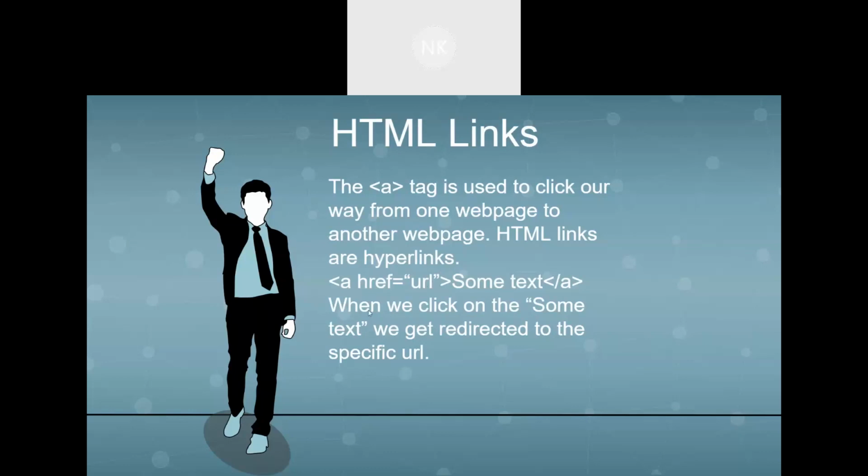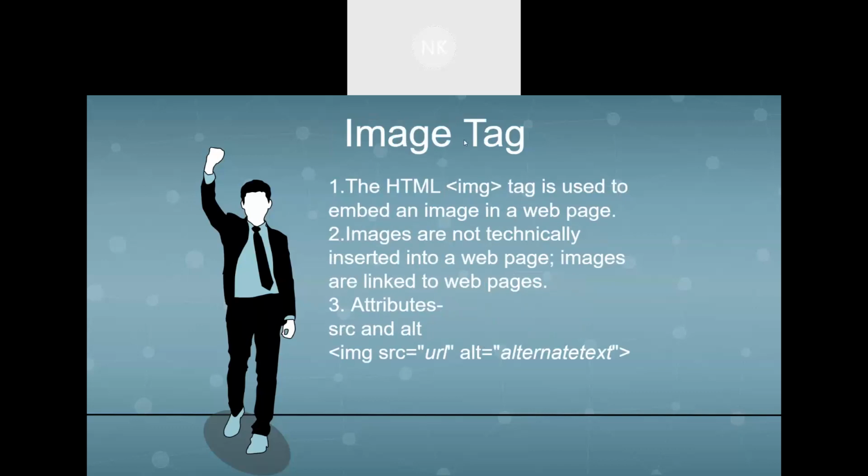And the basic syntax is A, which is the tag, and the href attribute. We have to paste in our URL here, and we have to put some text which is displayed on the web page. And if we click that, we are directed to this page. When we click on some text, we get redirected to the specific URL. And now I'll show you how that works in a while.